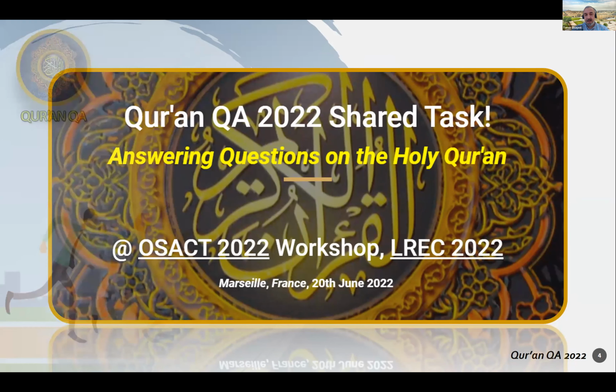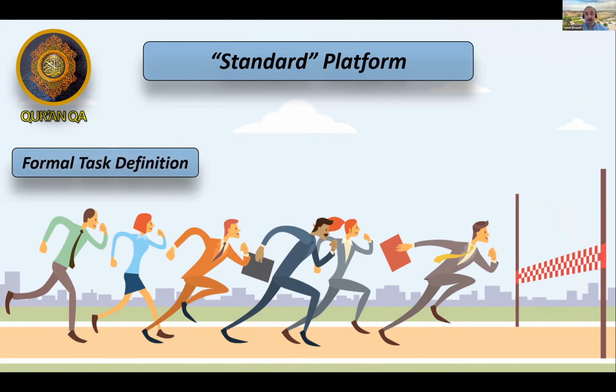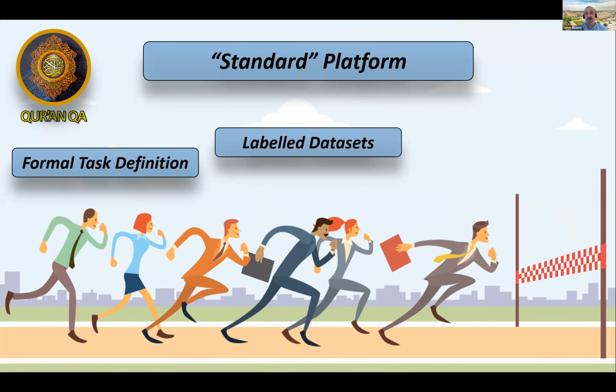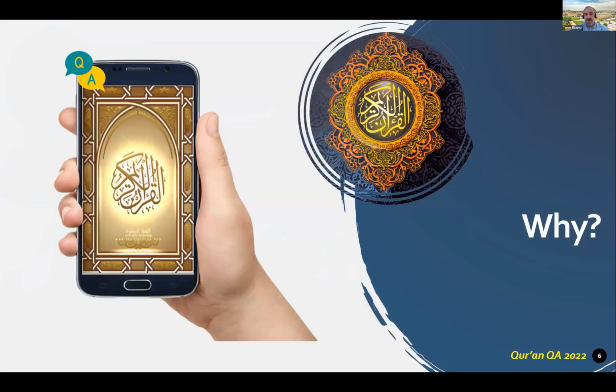Qur'an QA is a shared task, as you know. It acts as a standard platform to make it easy for researchers to jump into the problem, by providing a formal task definition, labeled datasets, an evaluation framework, and also a publication venue to describe their work. Eventually, we hope that this line of research will produce real applications that will serve the Qur'an and also serve real users. That's our actual objective of organizing such a shared task.